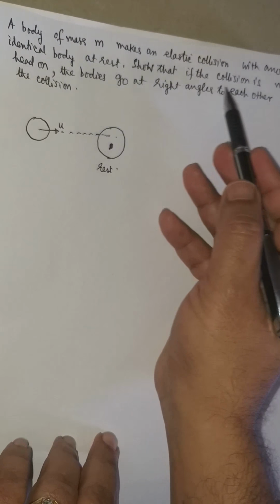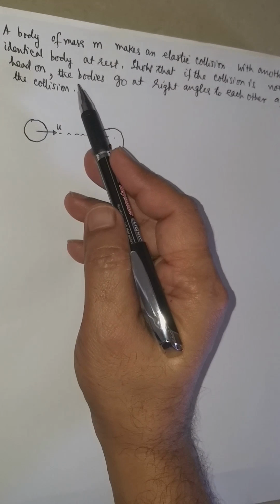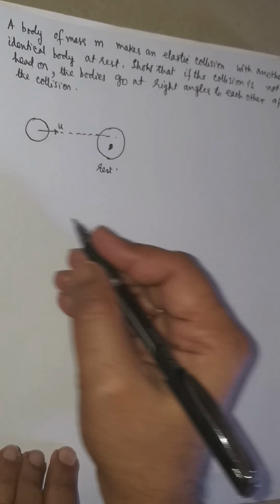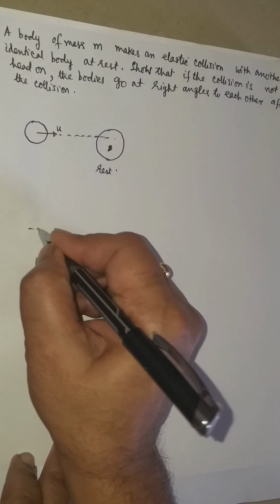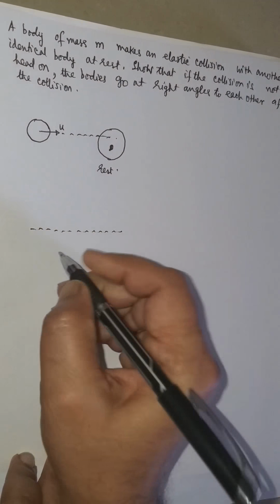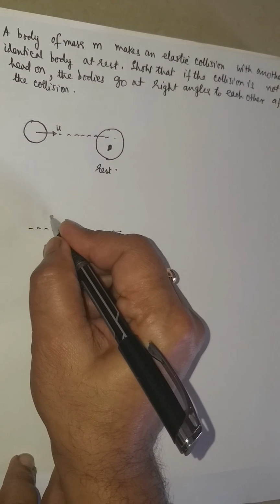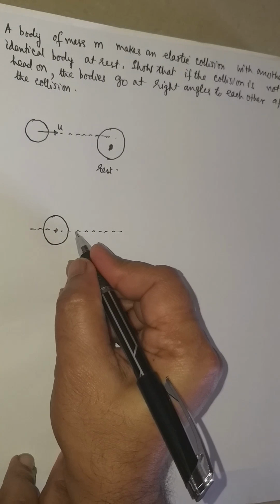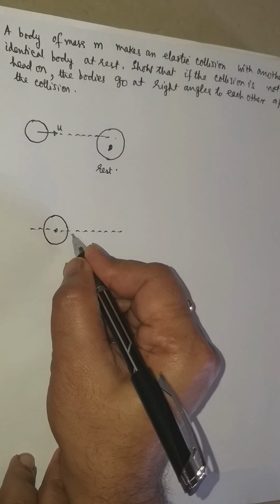So this is oblique collision, and this is, let us say, at rest. And we have to show that if the collision is not head on, that is, oblique collision takes place, the two bodies go at right angles to each other. Okay, let us take this as our reference line, and the body just at the time of collision has a velocity u and the other one was standing exactly here.